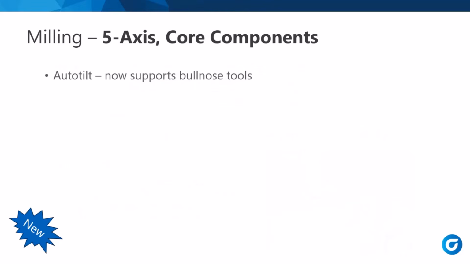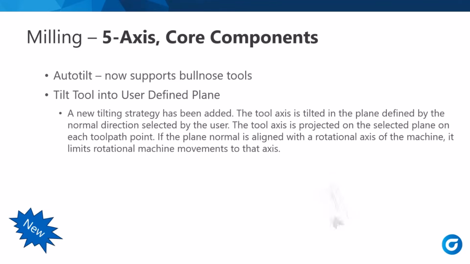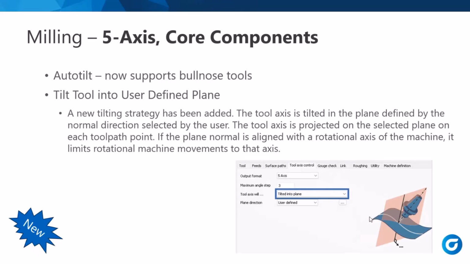This is another big one, Autotilt. Autotilt's very powerful. It's gotten better year after year after year. So instead of doing more complex gouge checking and tilting, Autotilt often does what you need automatically, and it's a lot simpler. The problem was it only supported bullnose. So now we can also do ball nose. So now it supports both.